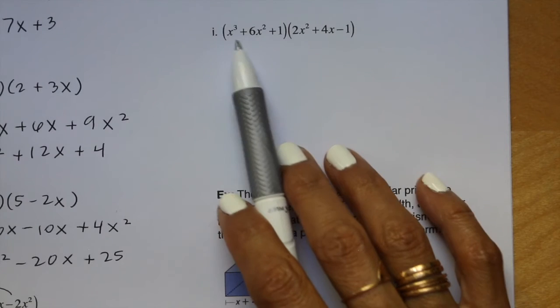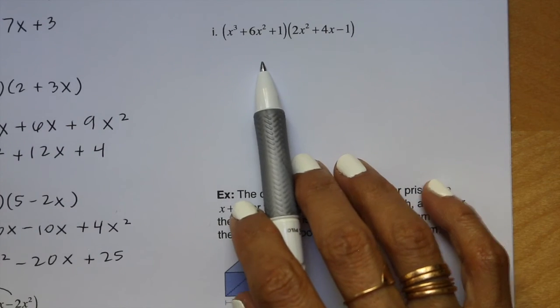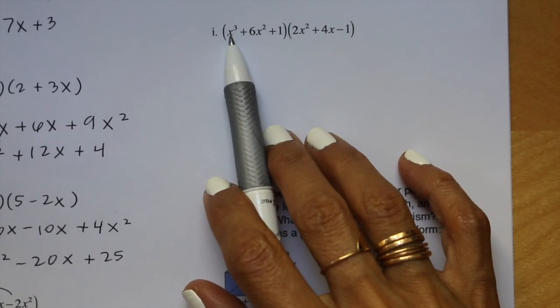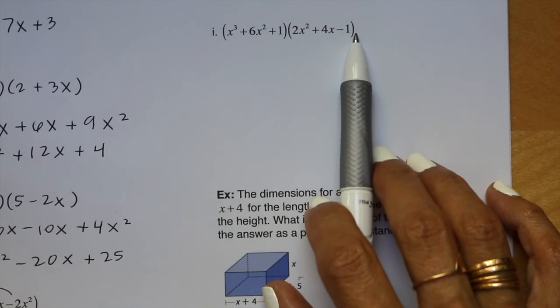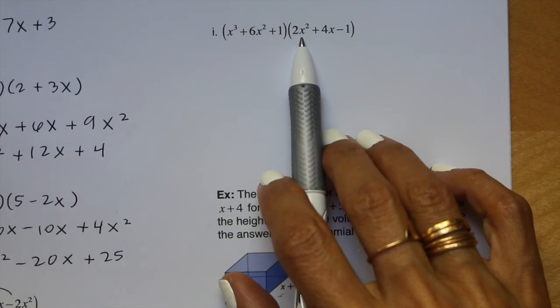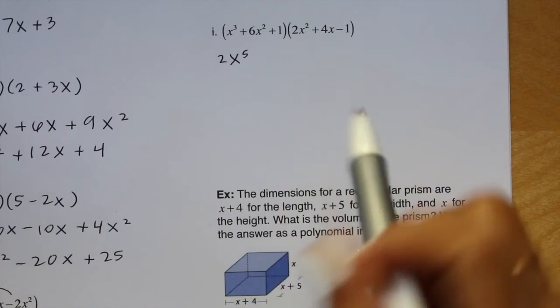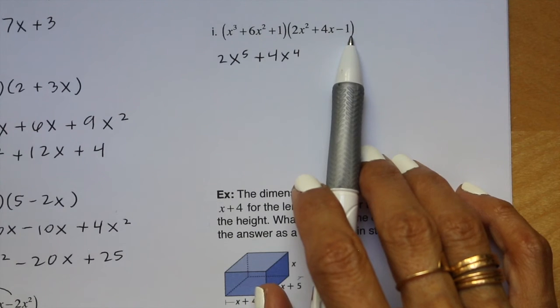This next problem is a trinomial times a trinomial. It's getting kind of crazy. We're going to do the same thing. We're going to take this x cubed, distribute to all three terms over here. So x cubed times 2x squared is going to be 2x to the fifth. X cubed times 4x is going to be 4x to the fourth. X cubed times negative 1 makes negative x cubed.